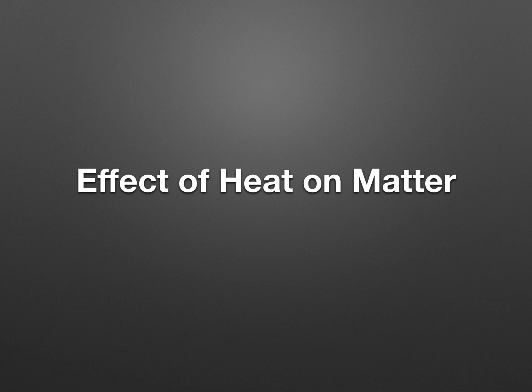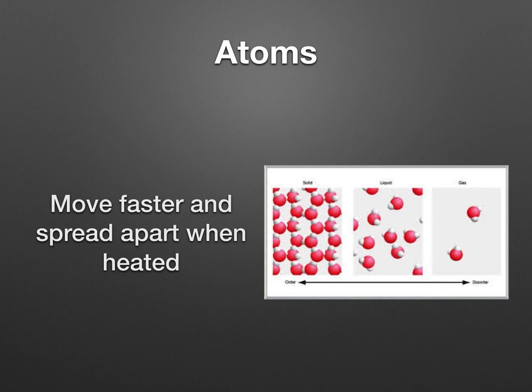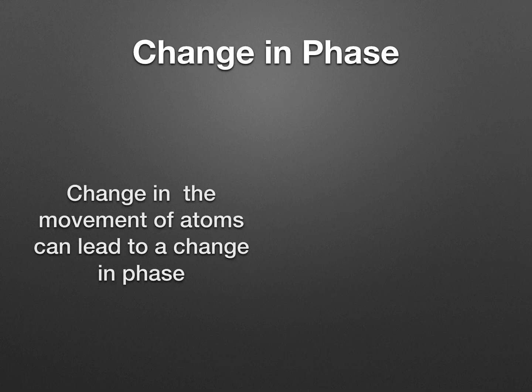So we're going on to the heat's effect on matter. The first definition you need to know is that the atoms move faster and spread apart when heat is added. So the big thing you need to know with heat on matter, when you add heat, they move faster. If you take away heat, the opposite happens. They would move slower.